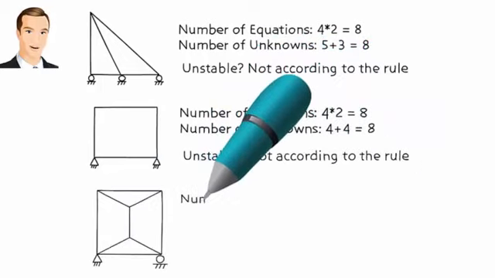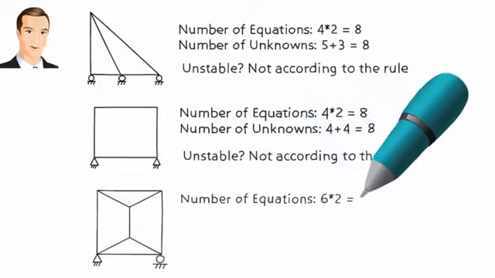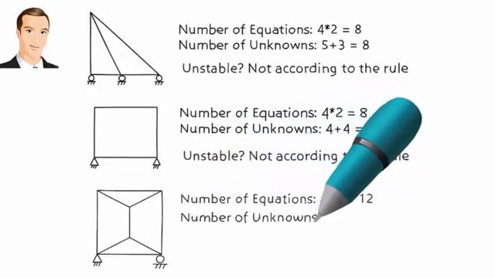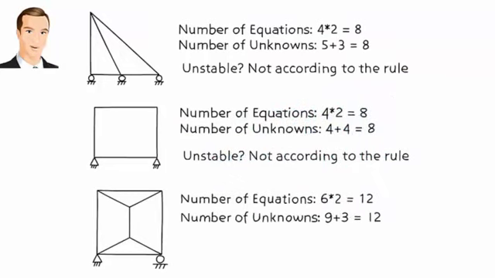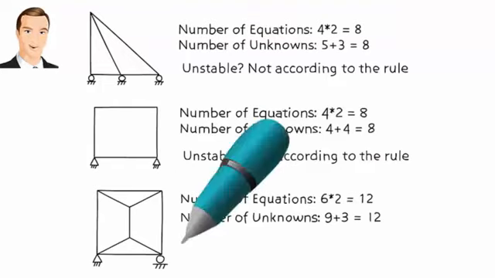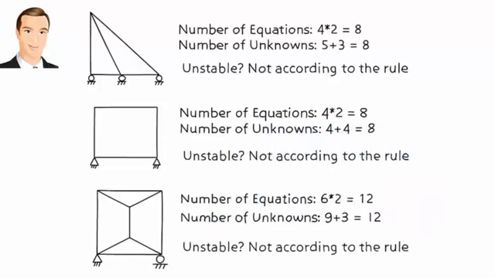How about this truss? Number of equations, 2 times 6, or 12. Number of unknowns, 9 plus 3, or 12. Again, the method fails to identify the truss as unstable. With deciding on the stability of a truss, it may be necessary to go beyond just counting the number of equations and unknowns. We may have to actually examine the equilibrium equations to identify a source of instability in the truss.